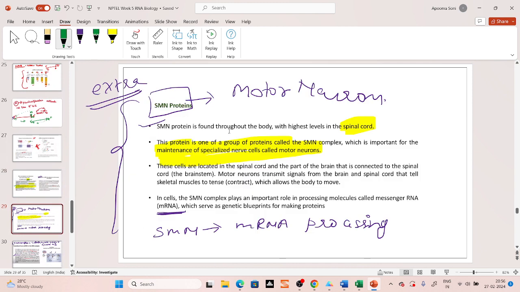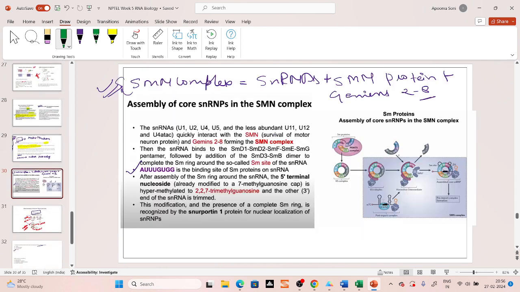These SMN proteins are present at a high level in the spinal cord, and they have a function in maintenance of the motor neurons. In reference to RNA, they are required for the processing of the mRNA molecules. How do they process the mRNA molecules? Basically, SMN complexes are formed, which are a culmination of snRNPs plus SMN proteins plus gemins. And this SMN complex helps in the assembly and the maintenance of the snRNP.